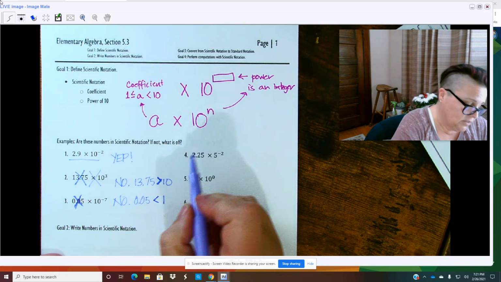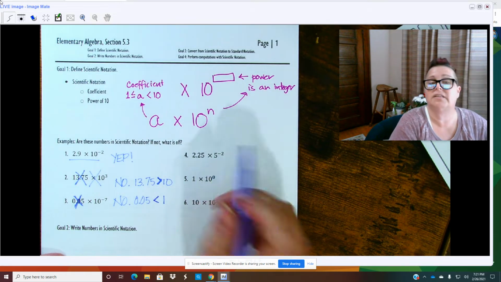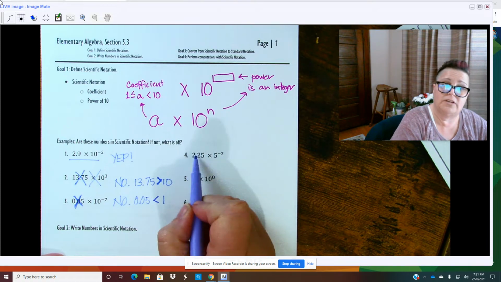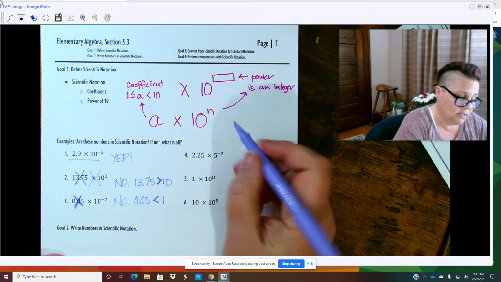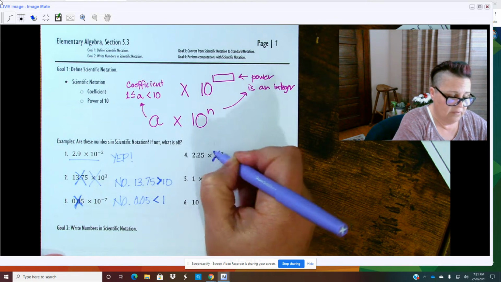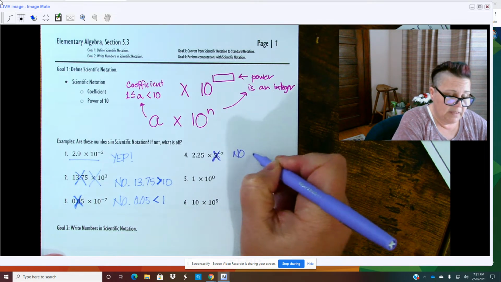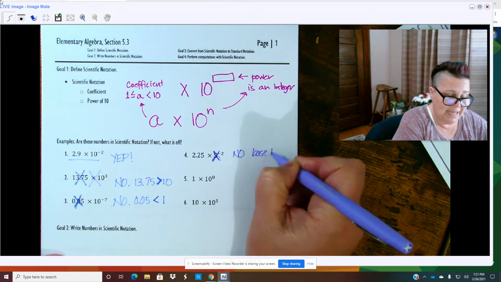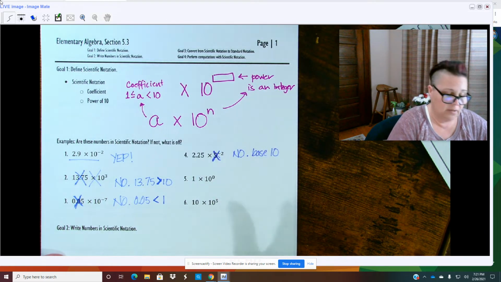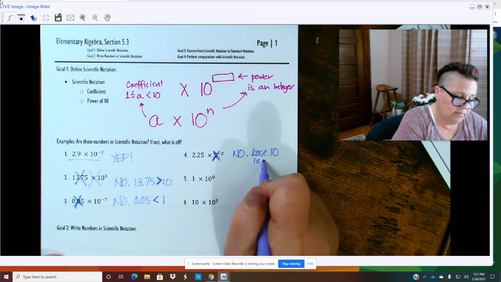What about a 2.25 times 5 to the negative second? A 2.25 is fine. That's a coefficient. It's between 1 and 10. We're good. Times 5. Oh, right there. I can't have a 5. This is a no because we're not doing a base of 10. It's a base of 5 in this example, not a base of 10. Base 10 is needed.